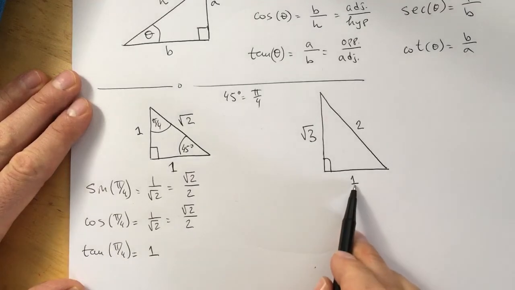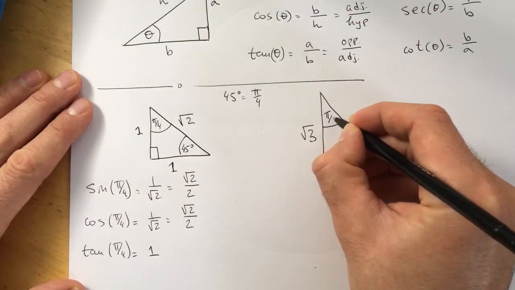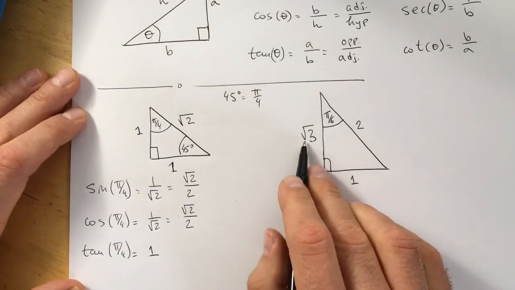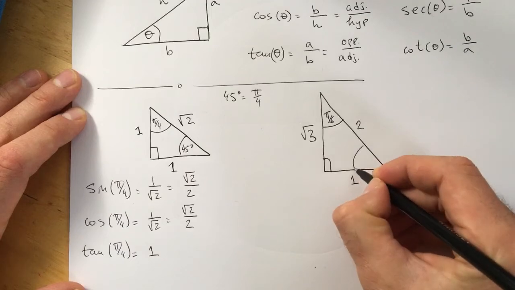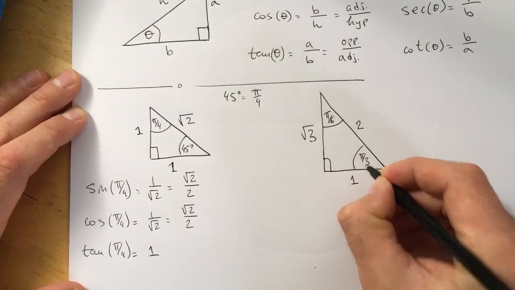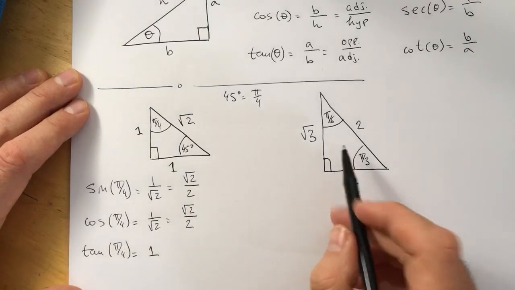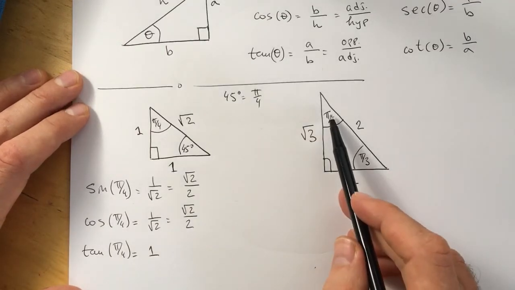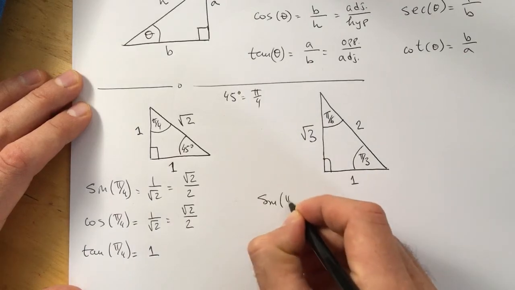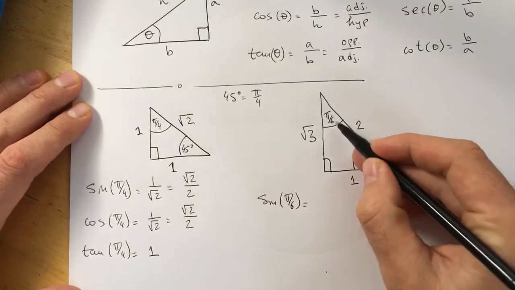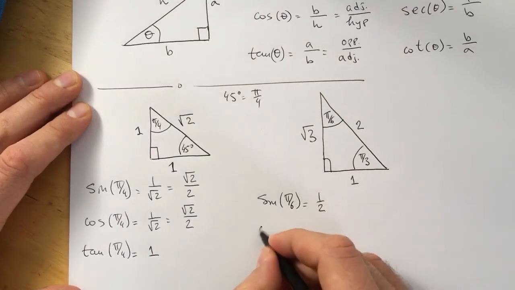So opposite of the shortest side is going to be the smallest angle, that's pi over 6 or 30 degrees. Opposite of the side with length square root of 3 is the angle pi over 3. Okay, so now pi over 3 is 60 degrees and pi over 6 is 30 degrees. So how much is sine of pi over 6? That's opposite over hypotenuse, 1/2.